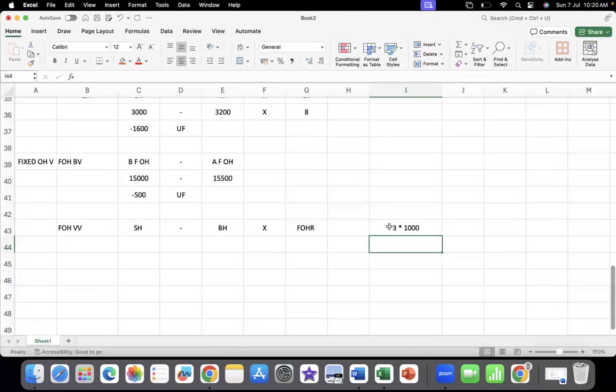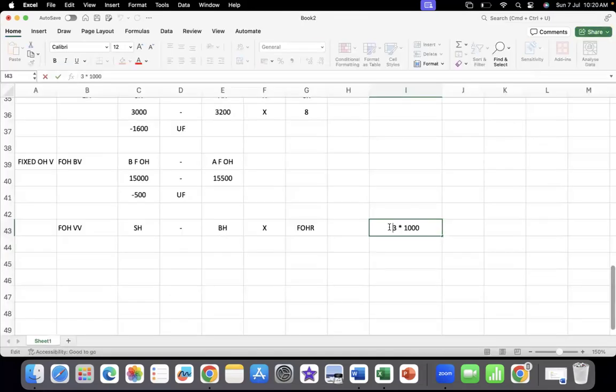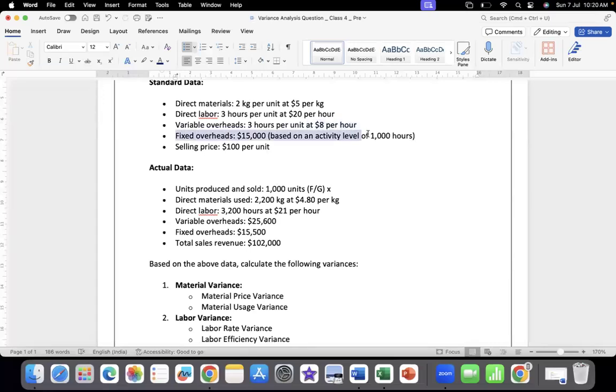And then this 3, where did you bring this 3 from to multiply it? Sir, variable overhead 3 hours per unit. Okay, but we are calculating for fixed overheads, right? So why did you use this rate? Is it 15 hours? So you did it this way, 15,000 divided by 1,000, right? Yeah. Okay. Anything else, guys? Just try to rework on the calculation.